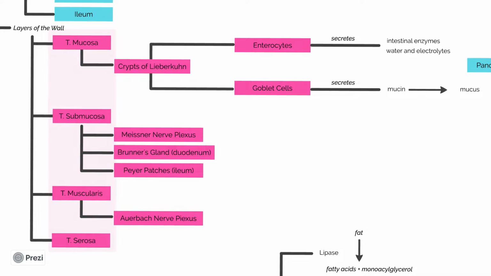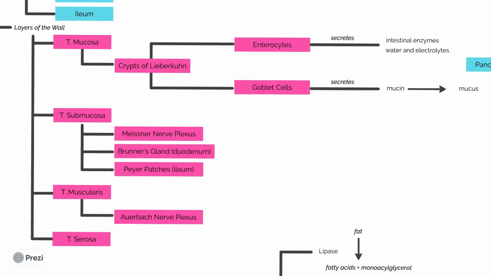The tunica mucosa contains crypts of Lieberkühn, which lie between the intestinal villi. The surfaces of both the crypts and the villi are covered by simple columnar epithelium composed of 2 types of cells: goblet cells, which secrete mucus that lubricates and protects the intestinal surfaces, and enterocytes, which in the crypts secrete large quantities of water and electrolytes, and over the surfaces of adjacent villi reabsorb the water and electrolytes along with the end products of digestion.